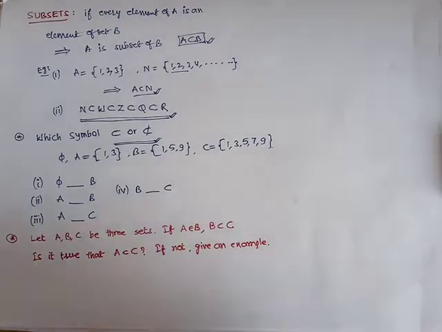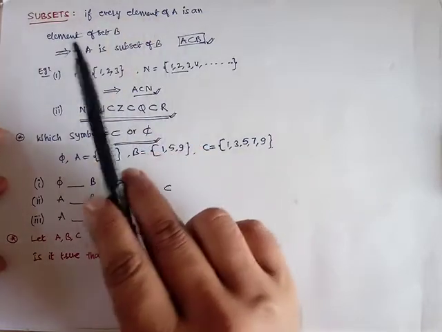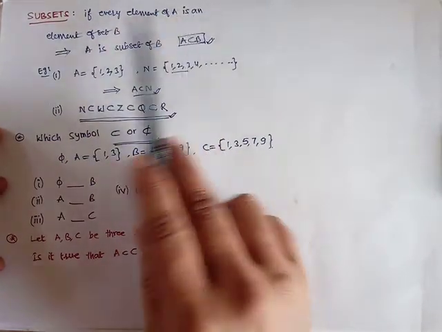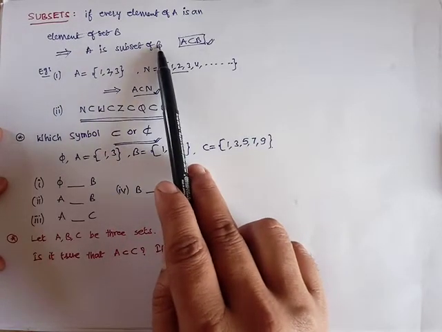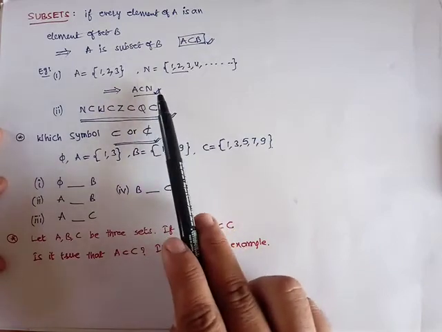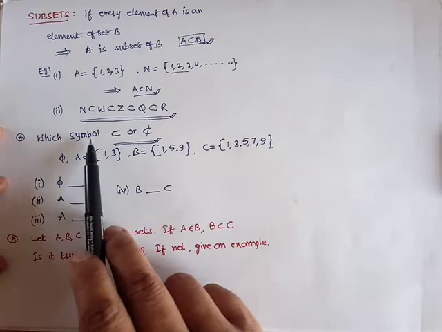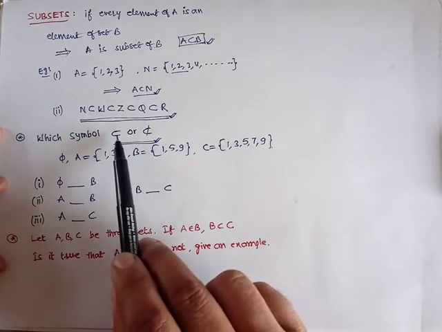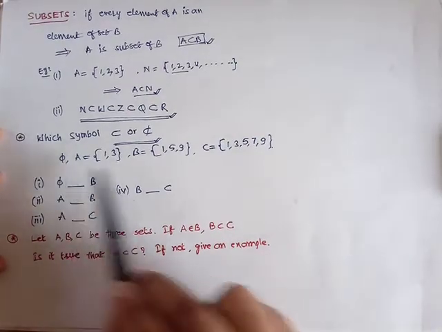Hello everyone. In the topic subsets, we'll see a few of the questions which are related, and the subset's definition is already given. If two sets are given, if every element of A is an element of set B, then A is called a subset of B and it is shown with A ⊆ B. So this is a general example, it is already explained, and we'll see which symbol can be used, subset or not subset.